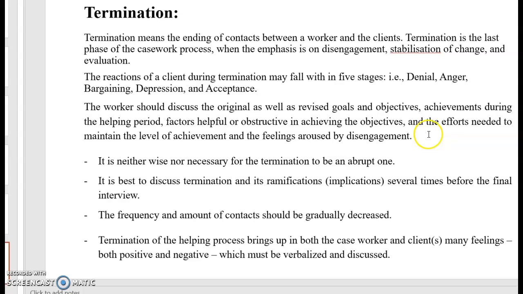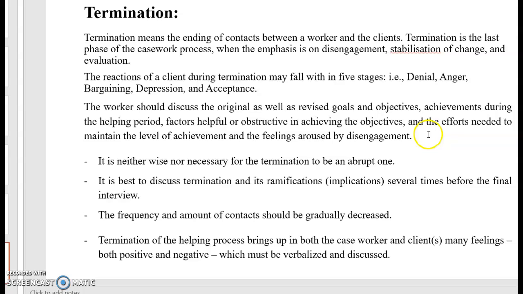The frequency and amount of contacts should be gradually decreased. Termination of the helping process brings up in both the caseworker and the client many feelings, both positive and negative, which must be verbalized and discussed. So that's all about termination. Termination is the ending phase. Thereafter, nothing remains with the client.